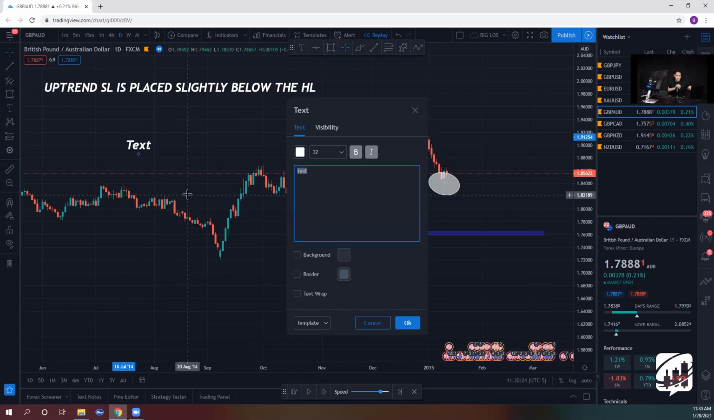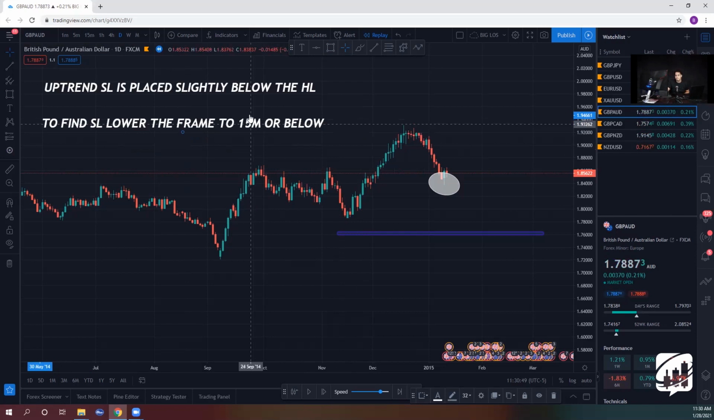And another thing, our stop loss. To find your stop loss, lower the time frames to 15 minutes or below. Before you enter the trade, you want to find your stop loss on the 15-minute time frame or below, because right here we're on the day time frame.